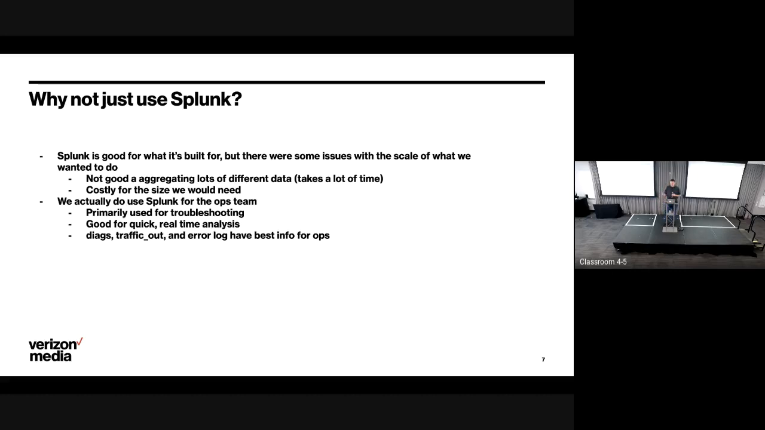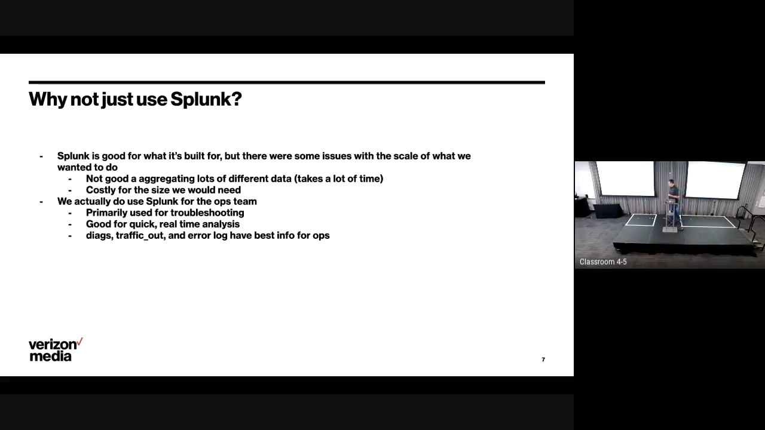It is good for aggregating, it's not good for aggregating data, it could take a long time. The other thing we realized, if we wanted to do this on Splunk, it could cost a lot of money because we had a lot of data we wanted to collect. So Splunk is used by our ops team. So the logs that we're collecting and utilizing for analytics, the ops team is dumping into Splunk as well.